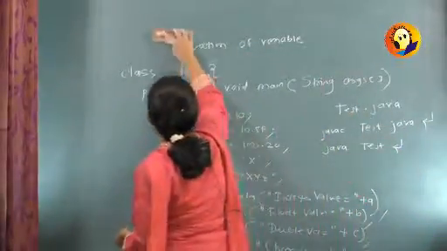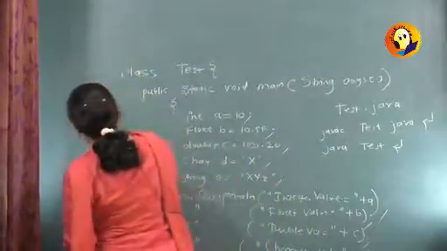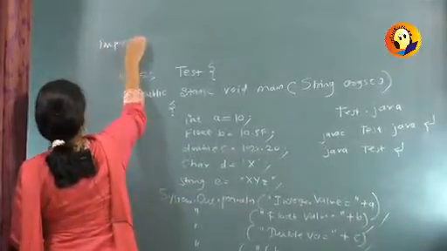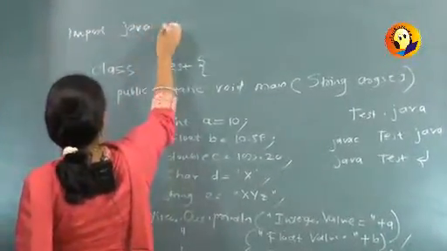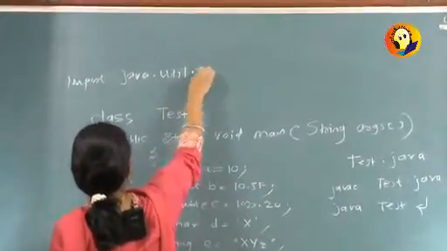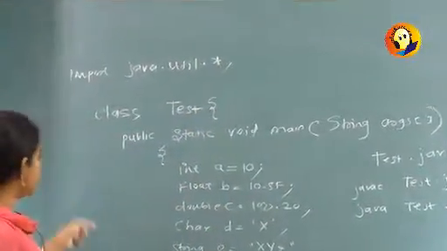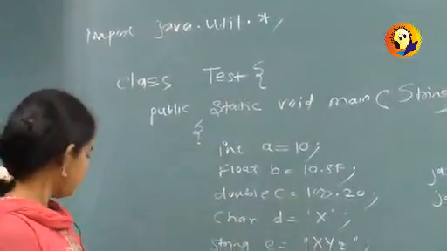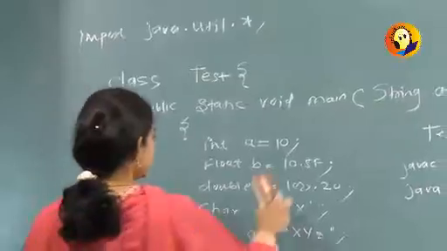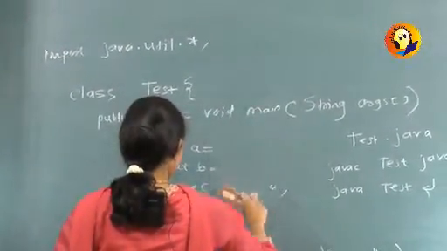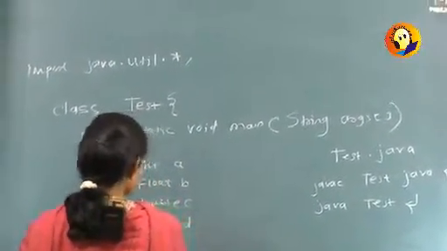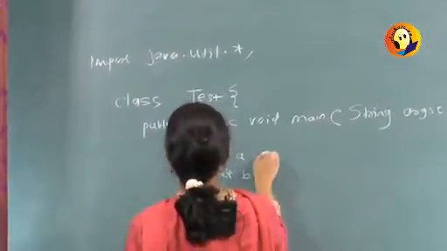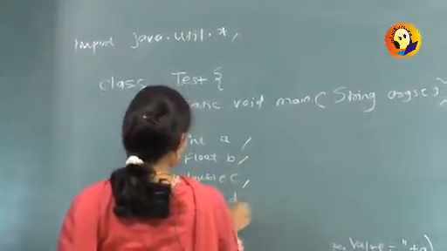For that I need to specify the package, that is import java.util.*. Inside that I need to specify the class. After that I need to specify the main function. In the main function I only need to declare variables and not assign values to those variables. Why? Because I need to read those values from the user. So int a, float b, double c, char d.